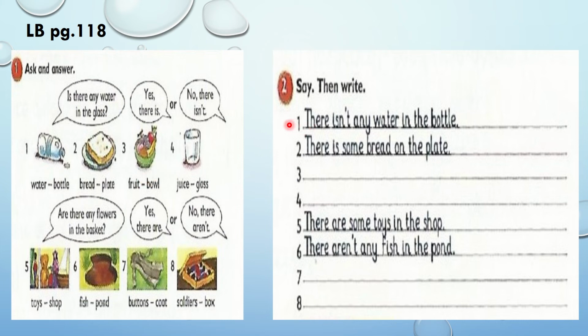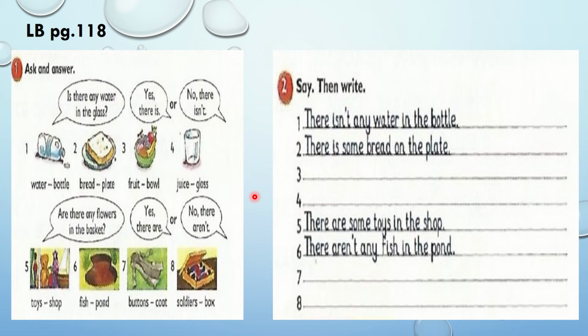So our first one is going to be, there isn't any water in the bottle. See, our bottle over here is empty. So there isn't any water in the bottle. If we have a look at picture number 2, we see that there is a plate with some bread on it. So our keywords are bread and plate. Now let's have a look at the sentence that we have to form. There is some bread on the plate.